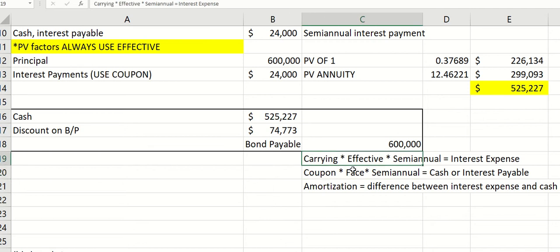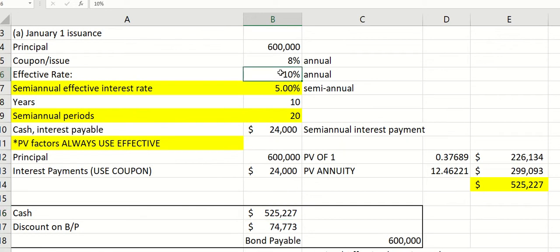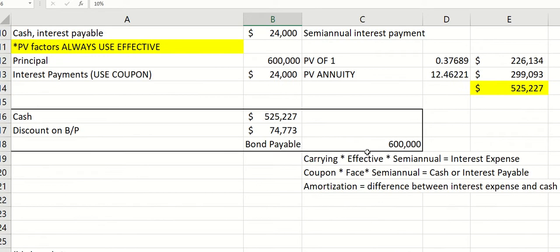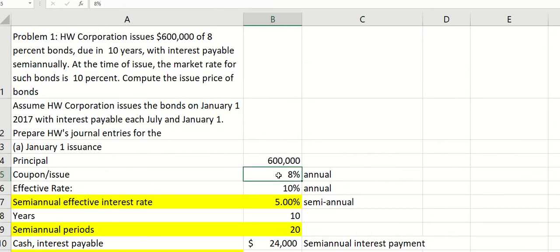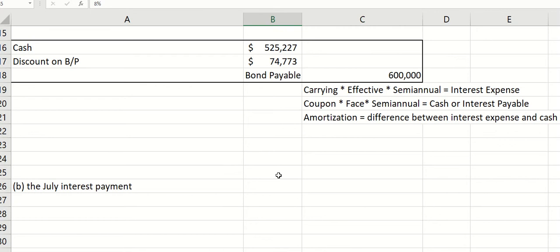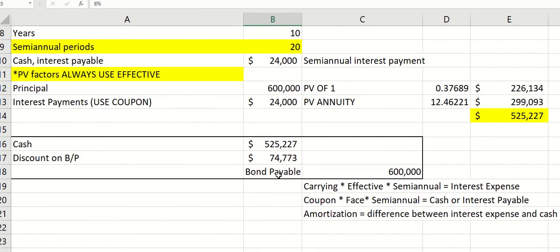And so if we need our interest expense, we will do the carrying times the effective rate times the semi-annual. That will give us our interest expense. And if we want our cash, we would do the coupon rate, which would be your 8%, times the face, times the semi-annual. Right, so let's do that entry.